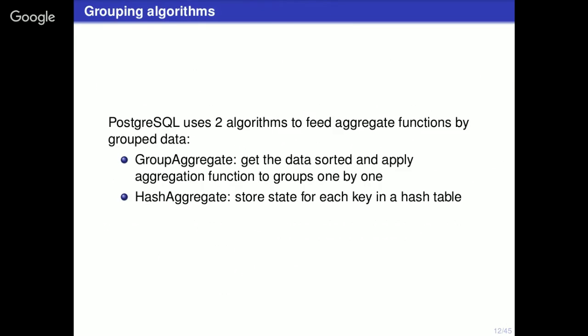This was about aggregation functions, and this is how group by works. Postgres has two algorithms, group aggregate and hash aggregate. Group aggregate accepts previously sorted data, and it computes the values for the groups one by one. And hash aggregate uses a hash table to store the states of several aggregate functions running in parallel.